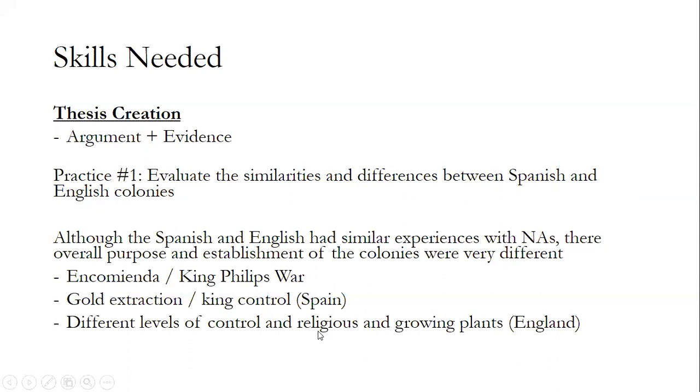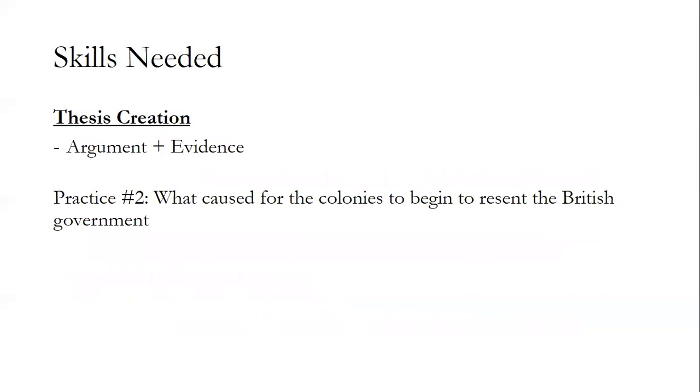And their religions were going to be different. England was Protestant, Spain was Catholic. And then there's also like growing plants. The Spanish never really did a lot of crop cultivation, whereas England did grow a lot of crops, remember, tobacco. So that's what I would have talked about. But all you are going to be asked to do really is to give me a thesis and then some defense of that thesis, but you'll have to write it out in sentence form. So you now have a practice. So you'll want to do your practice.